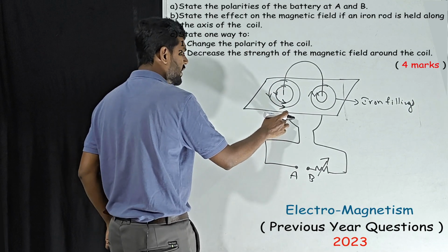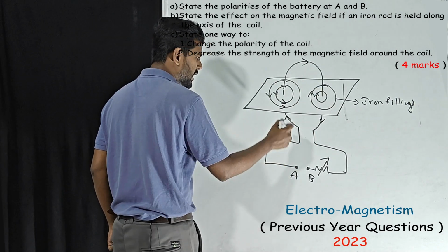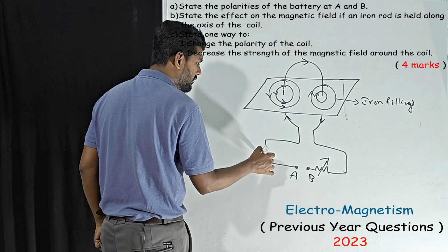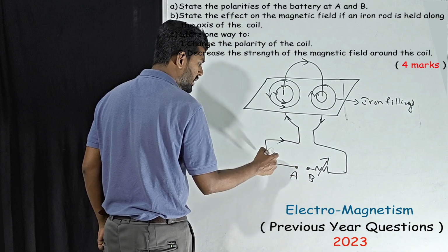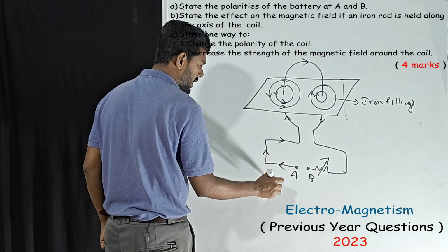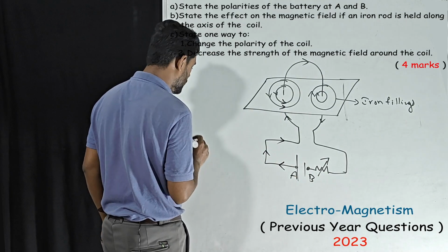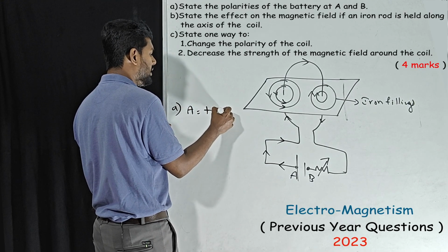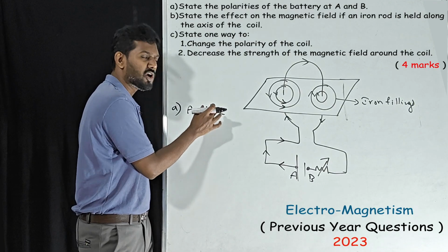If the current is going upward, it will come here and move here, correct? If the current is going up, it is obviously coming from here. If it is going up here, it has to come here, here and here, right? So if current is coming, A will be positive, B will be negative. So the polarity is A is positive. You have to write positive polarity in words, not in the short form.